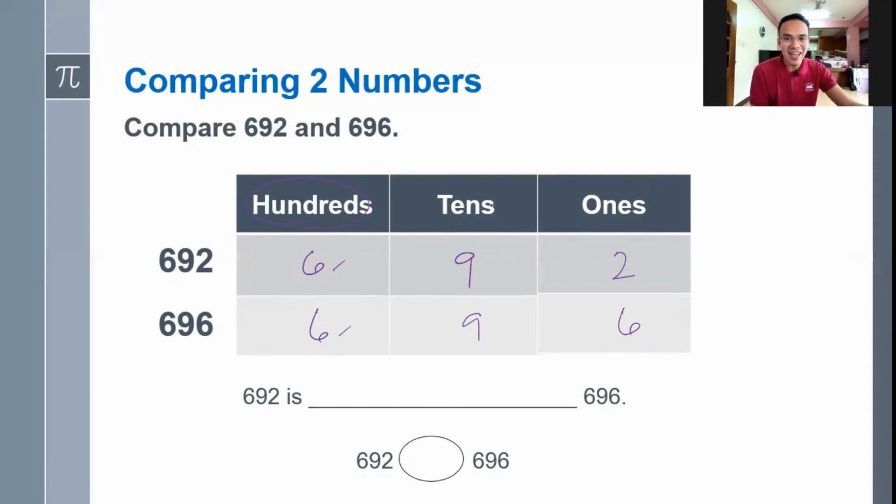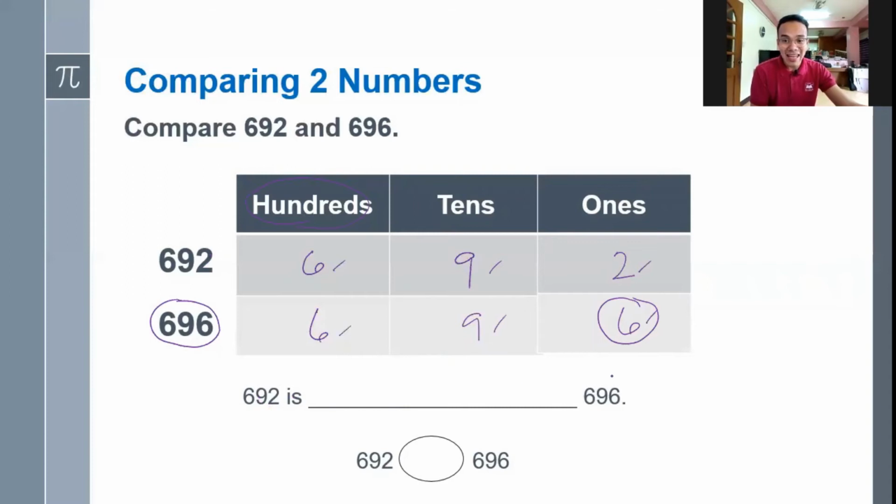We compare the tens and look at the tens. The numbers in the tens, we have 9 and 9. Oh, they are also the same. So we compare the ones. What are the ones? We have 2 and 6. They're not the same, which means one of them is greater or smaller than the other. Between 2 and 6, which one is greater? It's 6, right? So I can say that 696 is greater than 692. Okay, so let's answer the question here.